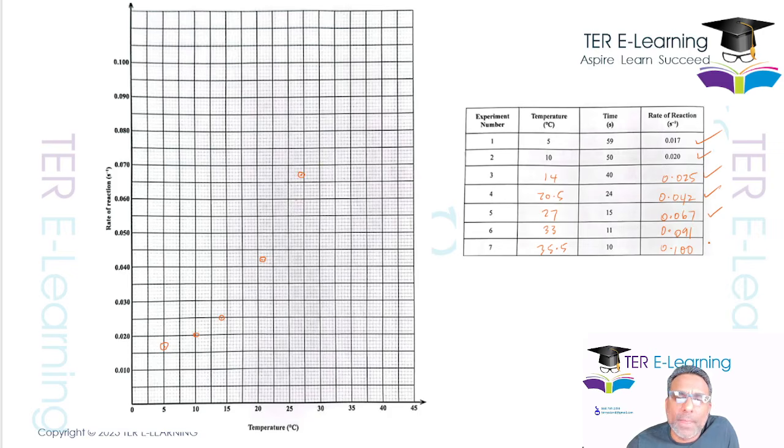All right. The next one is 33 against 0.091. So this is 30, 31, 32, 33 against 0.091, that's up here, right? And then the last one is 35.5 against 0.1, right? This thing is so tiny, I'm having trouble seeing, right?